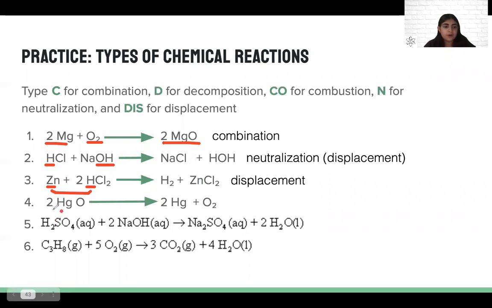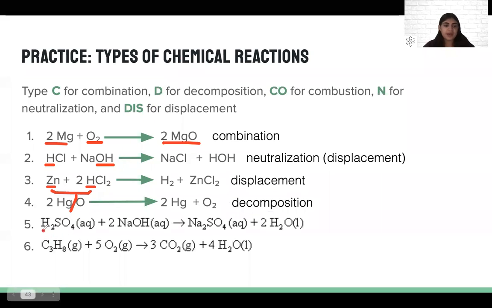Then for number 4, we have 2HgO. Hg is mercury. It's a metal. And then that gives us 2Hg plus O2. Well, I noticed that what happened was this was basically just broken up. We had one reactant, and now we have 2 products. So that's going to be a decomposition reaction. And because basically we're just grabbing this molecule and breaking it up, nothing else happens.